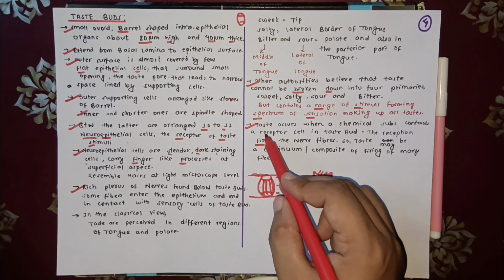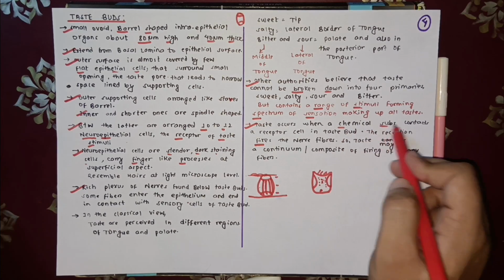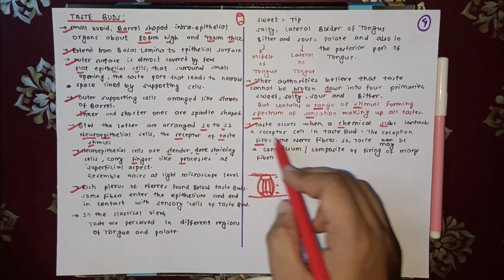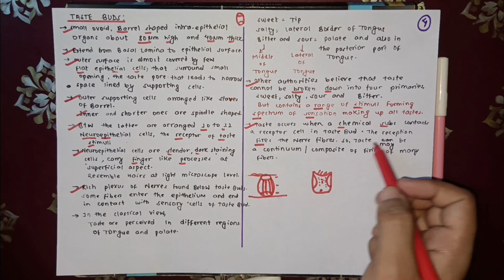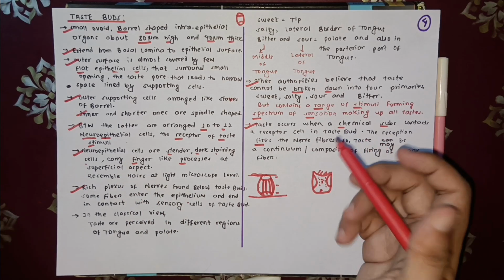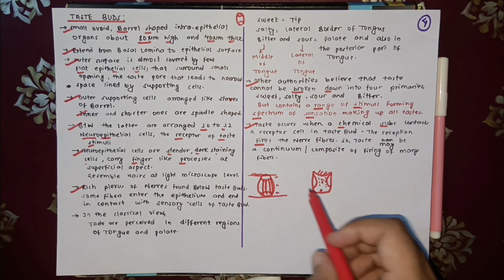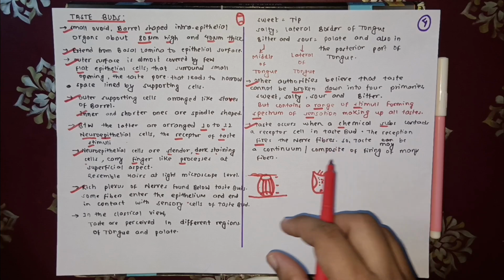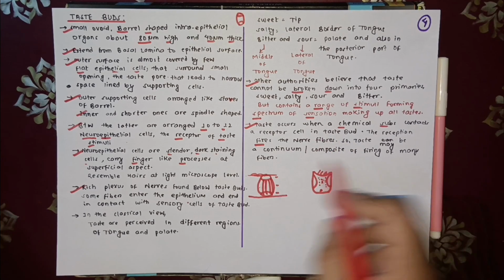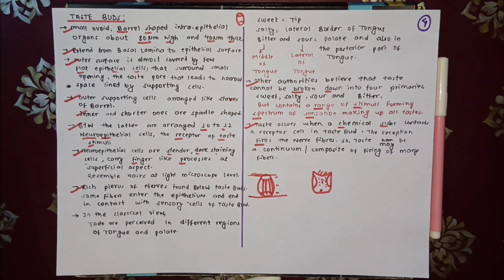So taste occurs when the chemical substance contacts a receptor cell. The receptor cell is the neuroepithelial cell, and the reception by the neuroepithelial cell fires the nerve fibers. The firing of those nerve fibers forms a composite sensation, and that causes the taste sensation. So that is a proper overview of the working physiology of the taste bud.